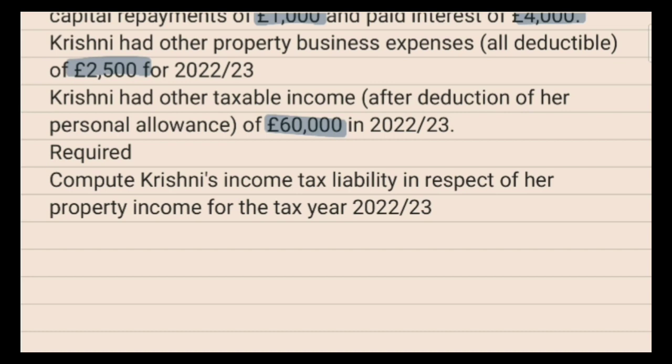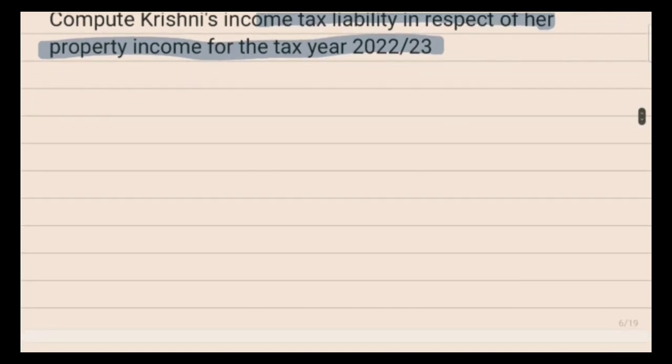Required: compute Krishni's income tax liability in respect of her property income for the tax year 22-23. So again, read the requirement. Compute Krishni's income tax liability in respect of her property income for the tax year 22-23. So this is the requirement. You have to be careful while reading the requirement and understand it appropriately to respond according to the requirement.